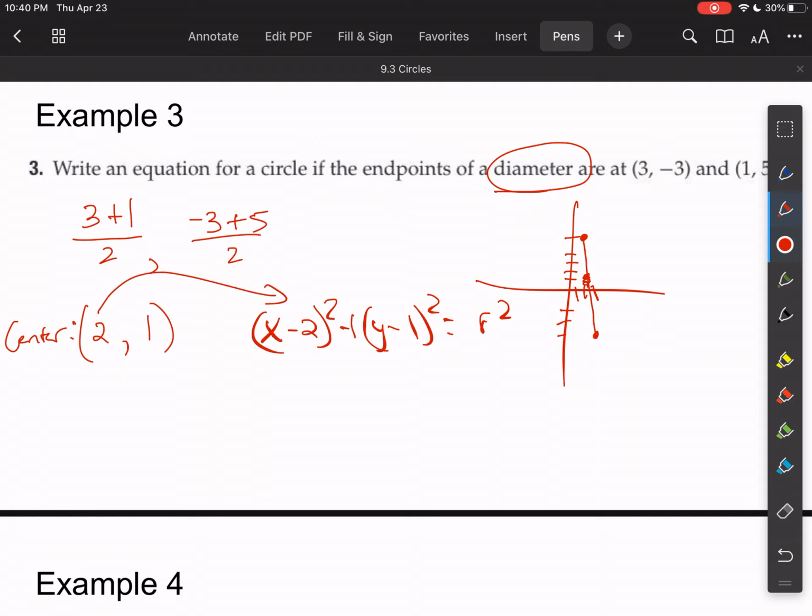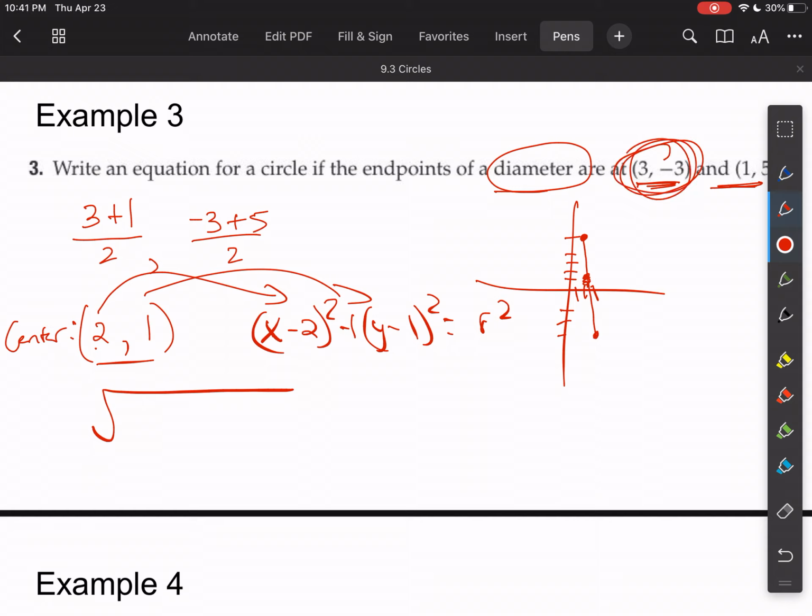Again, the 2 makes this go to 0, the 1 makes that go to 0, right? To figure out my radius, since I know my diameter goes to these points that are on the circle, what I can do is take my center point, 2, 1, and use either of those 2 points to find the distance, which is my radius. So I'm going to use my distance formula. I'm going to do the changes in x between the center and either point. I'm going to choose this point, just for fun.